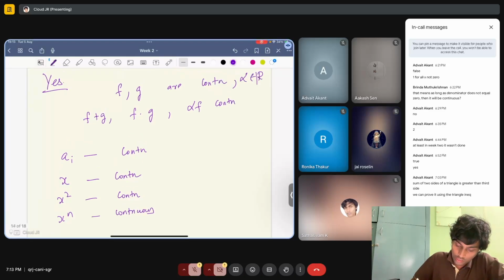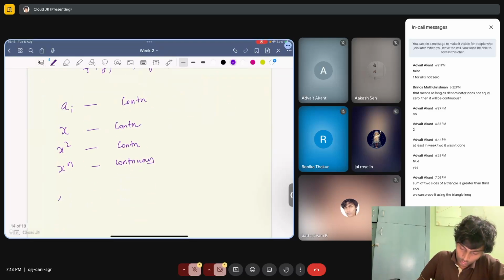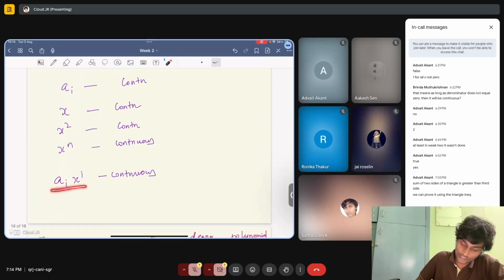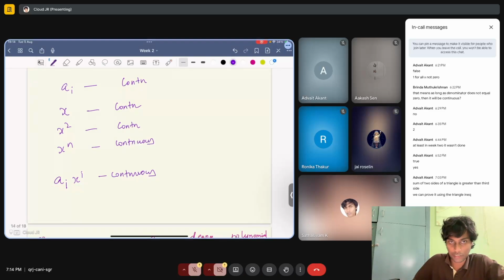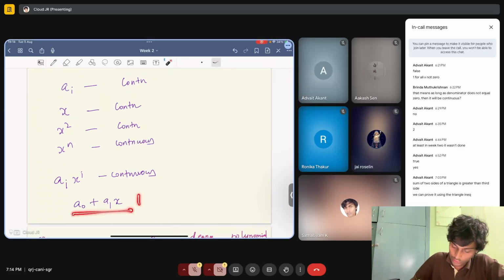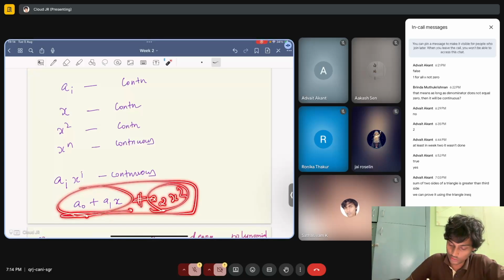So then what happens? If you have ai xi, because xi is continuous and ai is continuous, ai xi is also continuous, right? Now all these ai xi's are continuous, and you're just going to keep summing. A naught is continuous. A naught plus a1x is a continuous function. Now a2x square is also continuous, so the sum is continuous.